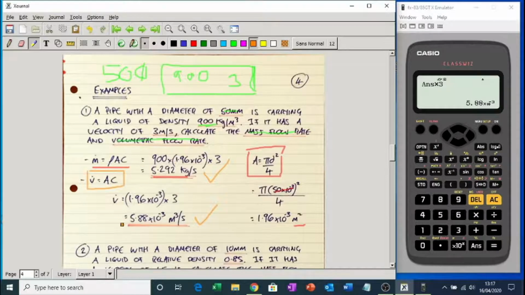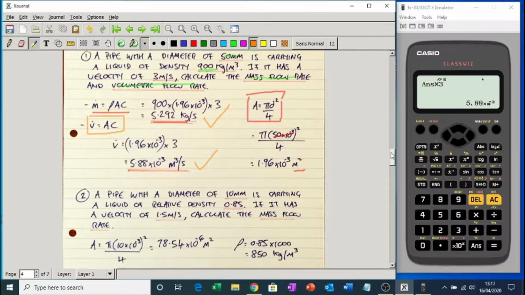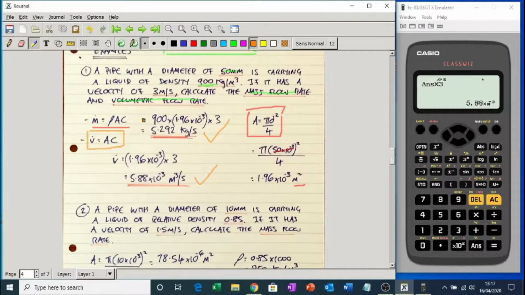Volumetric flow rate, don't forget V dot, and M dot. Not Snoop Dogg, M dot. So nice and easy, just using that formula. That's all we're going to be using really, these two formulas.